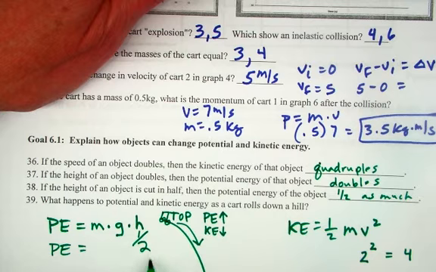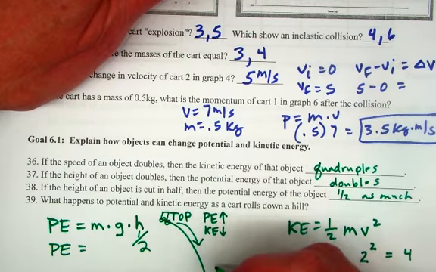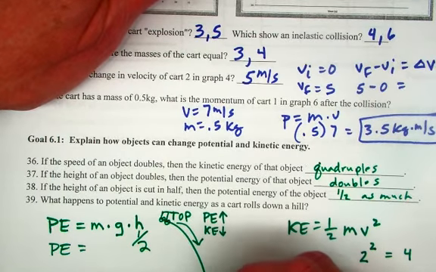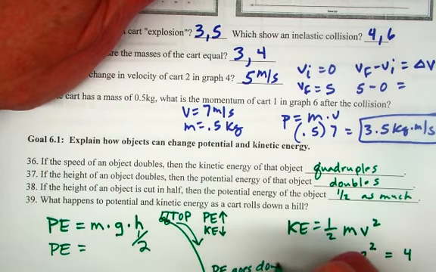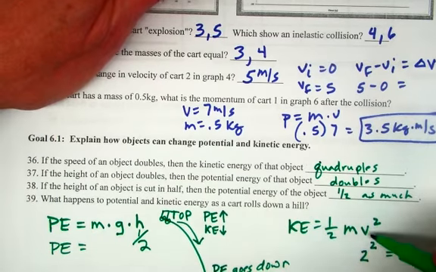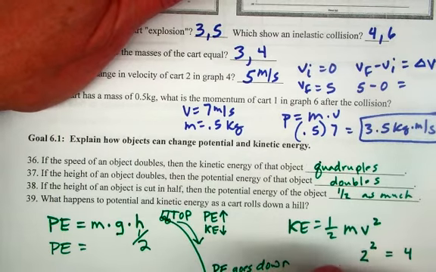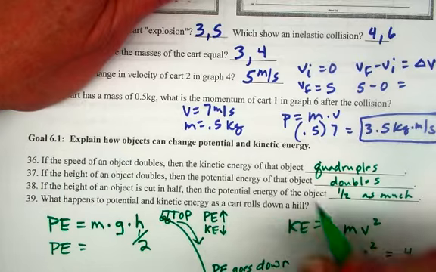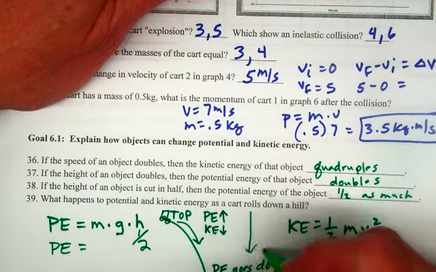So down, down, down, this is going to go down. As you fall down the hill, your potential energy goes down as you go down the hill. Kinetic energy is going to increase, because as you go down the hill, you're going to go faster and faster and faster, and that means your velocity is going up, up, up. So kinetic energy goes up. So the answer is right here.